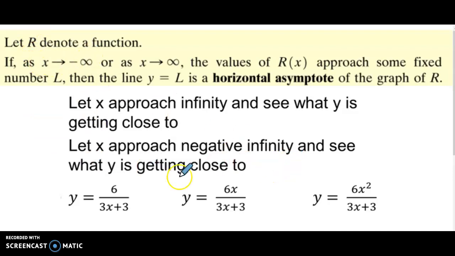Okay, here we go with this notation with infinity again. As x approaches negative infinity, or as x approaches infinity, if the values approach some fixed number, then that's what we call our horizontal asymptote. As x approaches infinity, we see what y is getting close to. And then we start putting negative huge numbers in, and we see what y is getting close to.